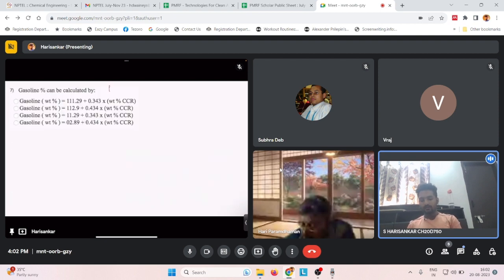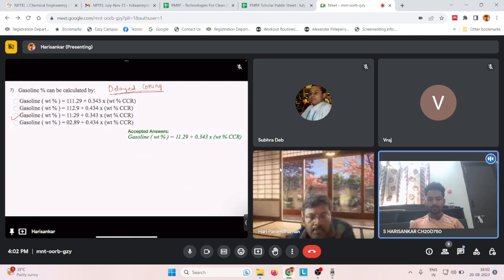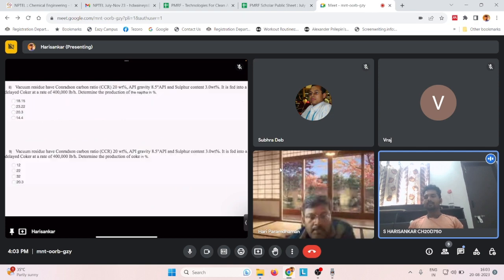Gasoline percent can be calculated by what formula for delayed coking? Which formula can we use to calculate the gasoline weight percent that we get from delayed coking? And the right option here is option C, which is 11.29 plus 0.343 times the weight percent of CCR. Fine.